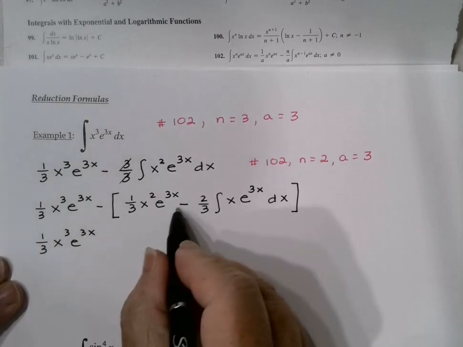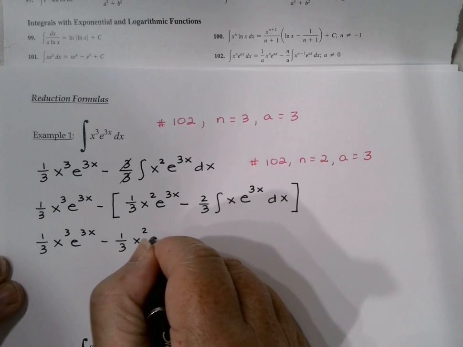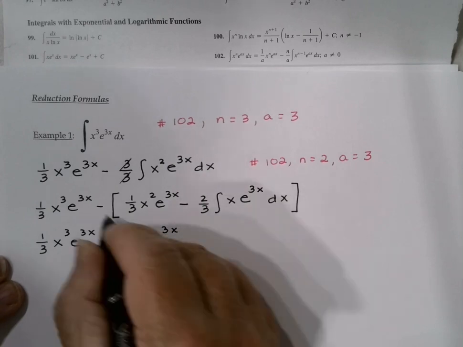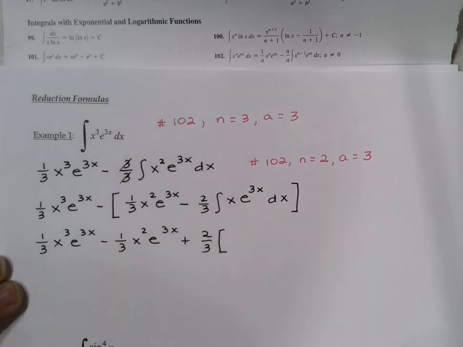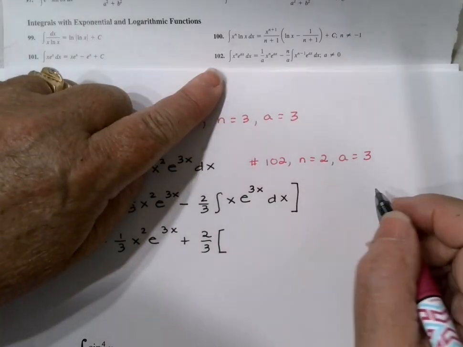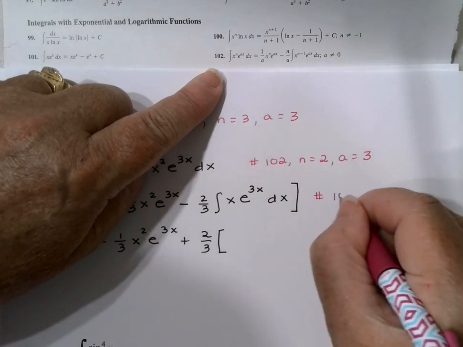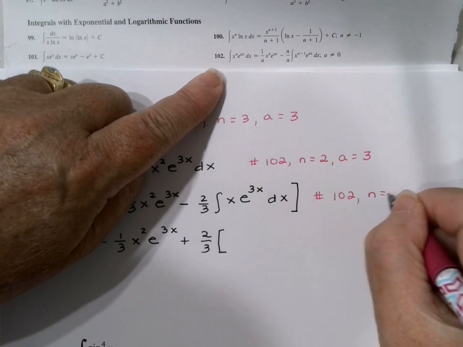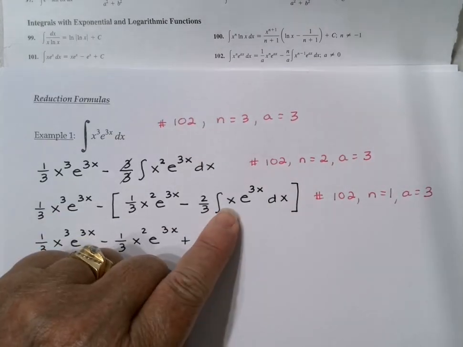Let me just start by distributing, so I'd have a minus 1/3 x squared e to the 3x, and then that'll become a plus 2/3 times, and here we go again. I'm going to use that same reduction formula, only this time I'm going to have an n of 1 with my a still being 3. Power on the x is 1 this time.